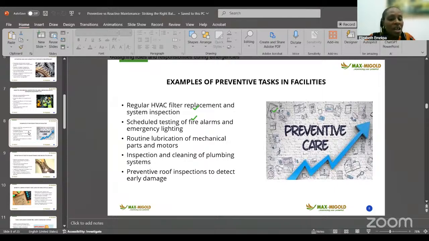Routine lubrication of mechanical parts and motors. Then your plumbing. In our plumbing system, for example, what do we do? Backwashing. When last was the tank washed? Your raw water tank, what do you do to it? Do you just leave it? Do you just pump it, dose it, and then ensure that there's water for the people?